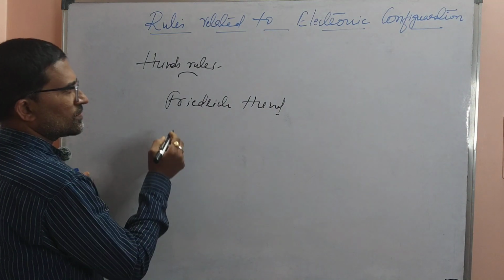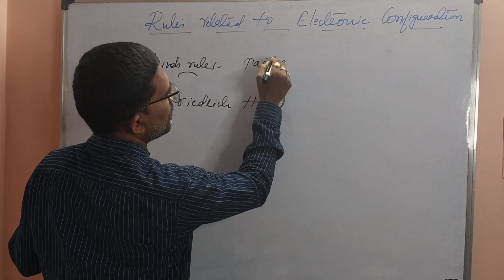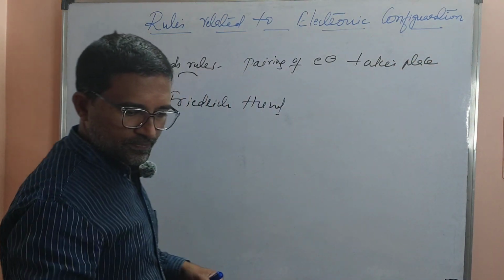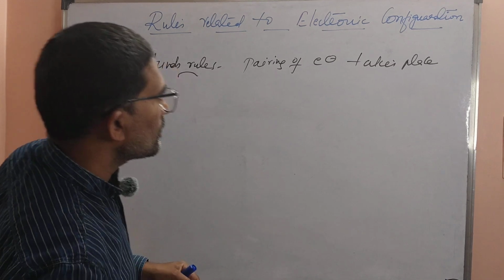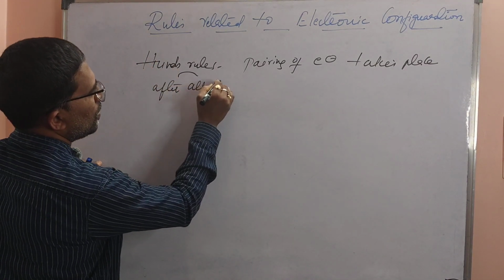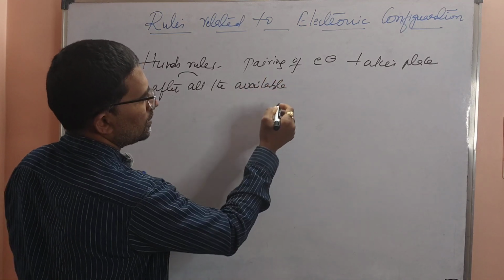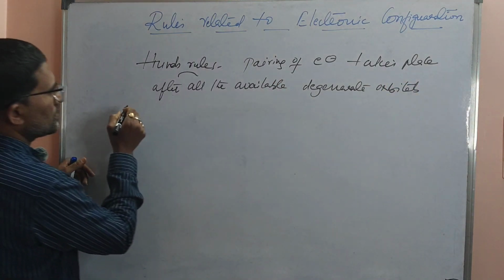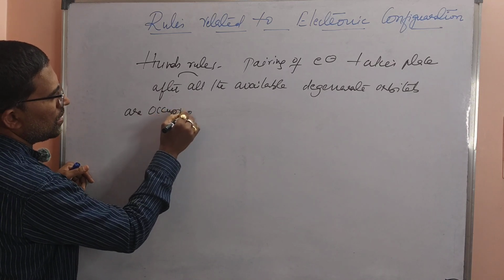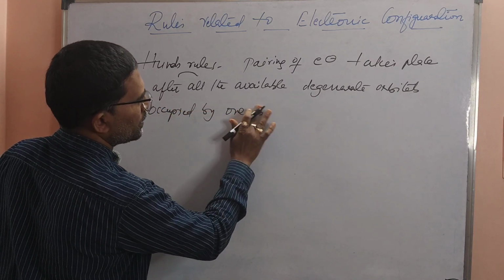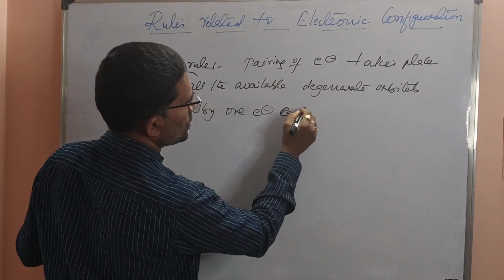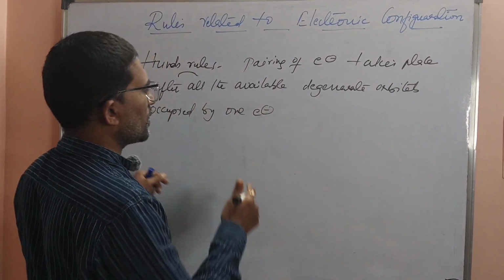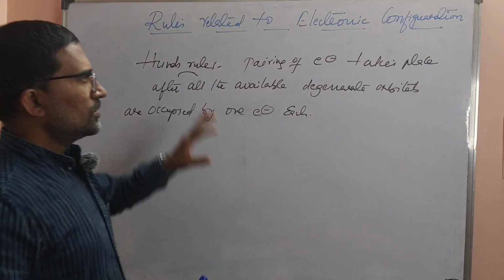Now the statement is: pairing of electrons takes place after all the available degenerate orbitals are occupied by one electron each. Now, this is a statement related to Hund's rule.